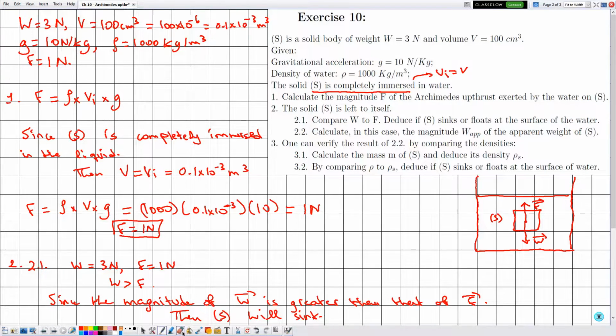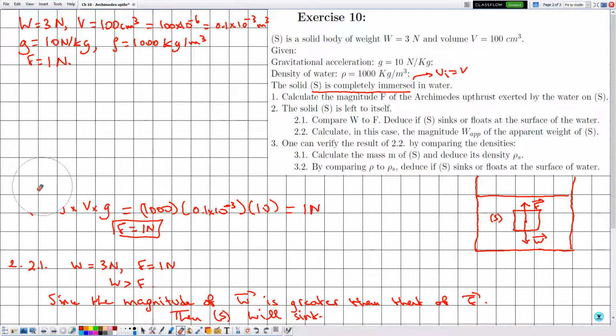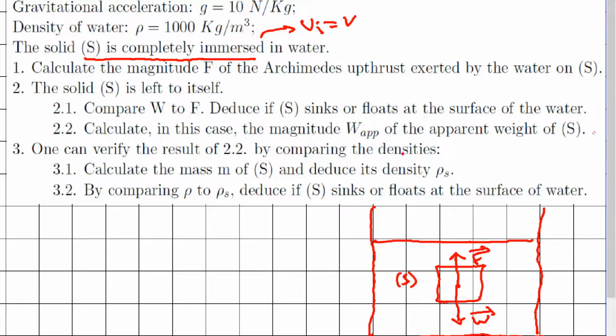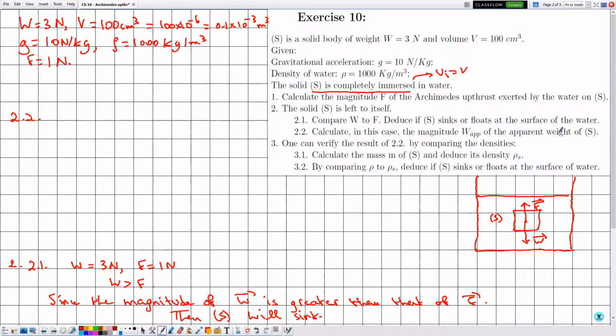Okay, now in 2.2, calculate in this case the magnitude W apparent, the apparent weight of S. We know that the upthrust F, the real weight and the apparent weight are related via the following formula: F upthrust, denoted by F, is equal to the real weight, denoted by W, minus the apparent weight, denoted by W apparent.